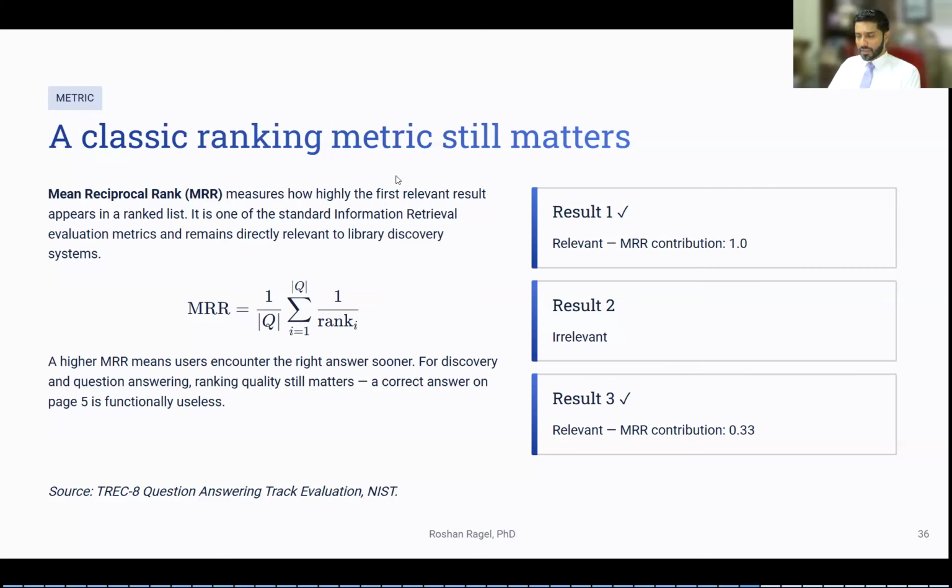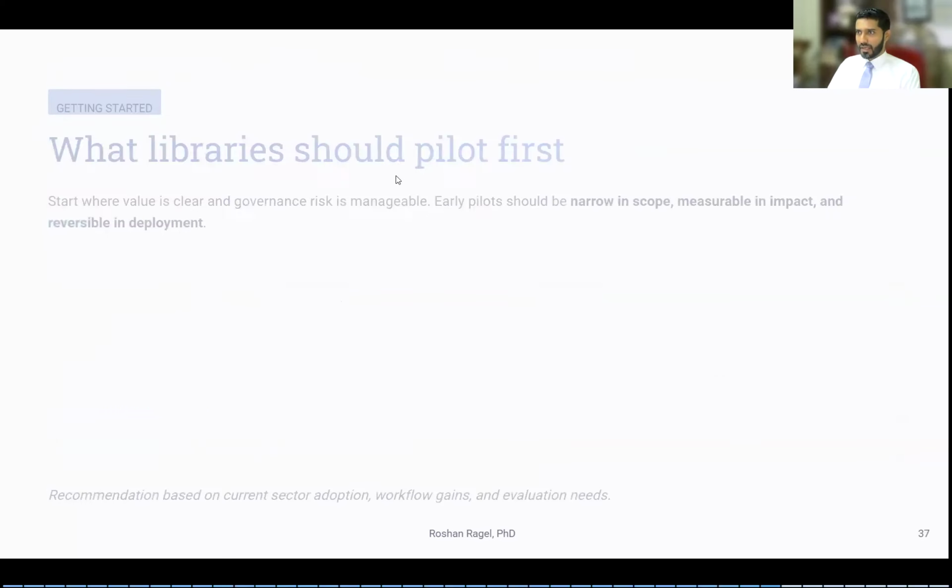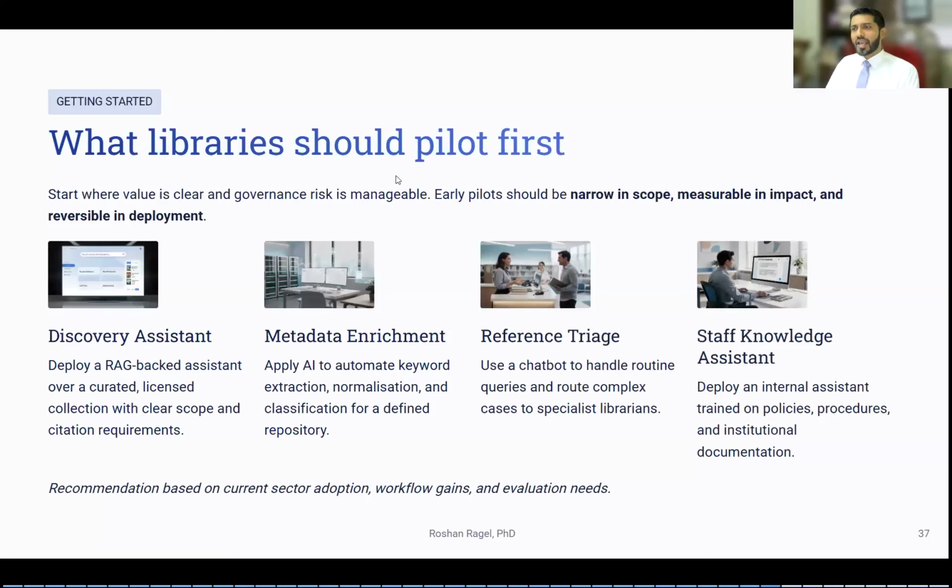The vendors are working on providing such solutions, but we will have to look for them when we are deploying. So what can libraries pilot first, what can they start first? If you have not already started, the places where we can start are obviously a discovery assistant. This is a RAG-based system for users for discovery, enriching metadata, and even for referencing, we can use chatbots. And also obviously staff knowledge assistance, for internal policies and procedures.